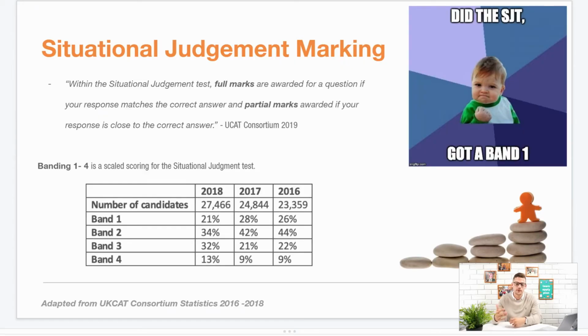As I indicated in our first video, the UCAT acknowledges that this test is a little bit subjective, where they award full marks for correct answers, but also partial marks for almost correct answers. So you might be thinking, well, how do they know what the correct answer is? The way the UCAT does this is they have a panel of experts, and really that's who you're being measured against in terms of how well you do in the exam.